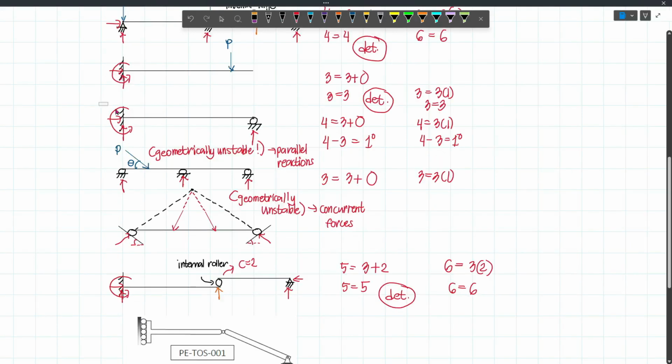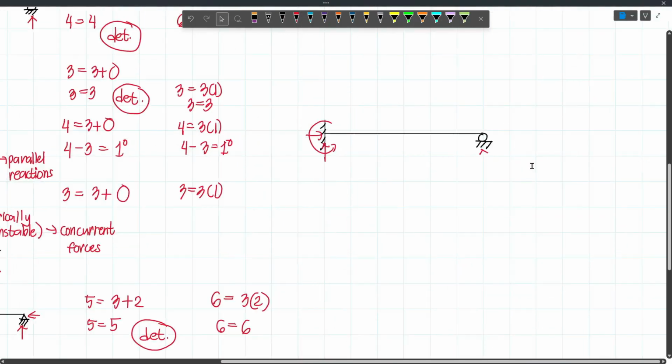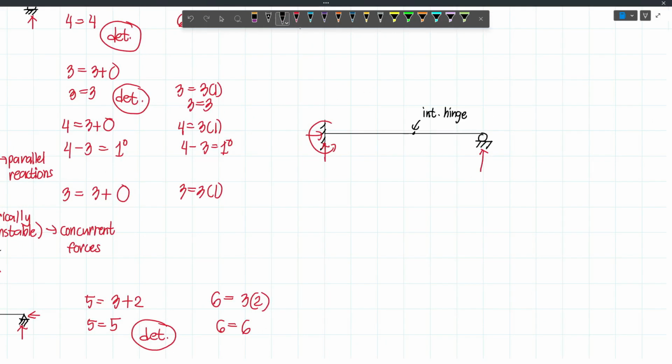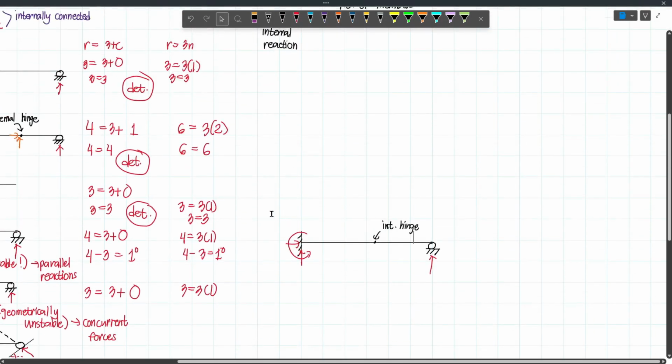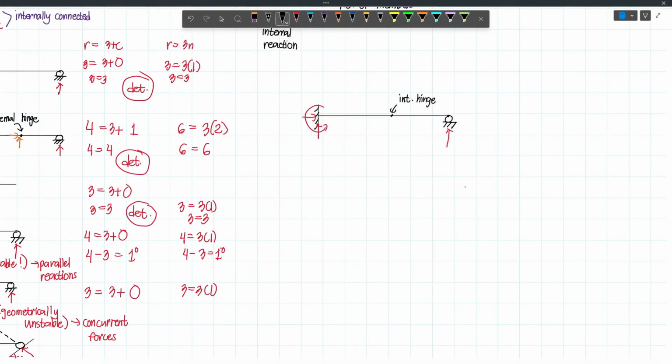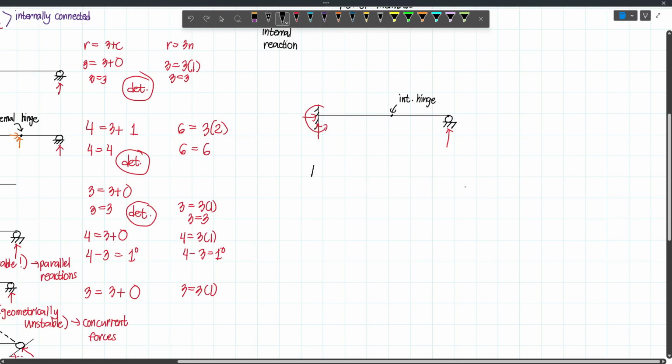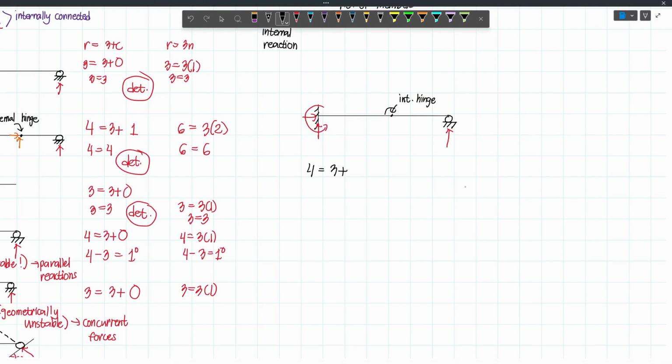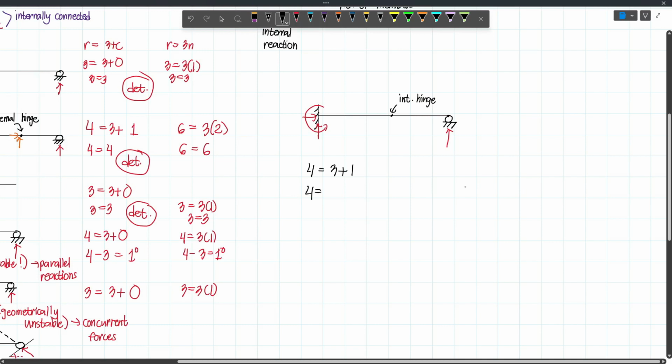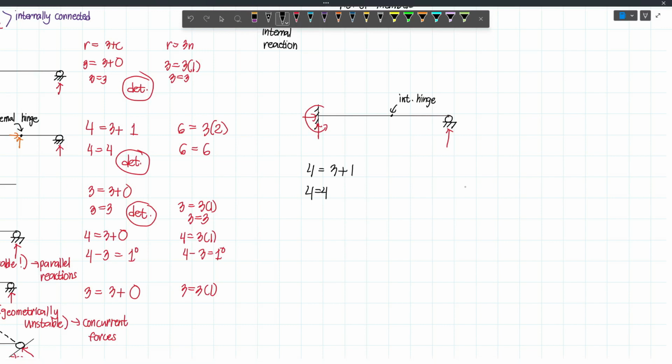Now, what if sir, this one is fixed, and then there is an internal hinge in the middle? Let's try it again. Using r equals 3 plus c, the external reactions are 3 plus 1, which becomes 4 is equal to 3 plus the c of the internal hinge, which is again 1, so 4 is equal to 4, so it is determinate. And then if r equals 3n, we consider the reactions here, so two members, so the total r is 3 plus 2 is 5, and then plus 1 is 6, so 6 is equal to 3 times the number of members, which is two, so 6 equals 6, so it is determinate.